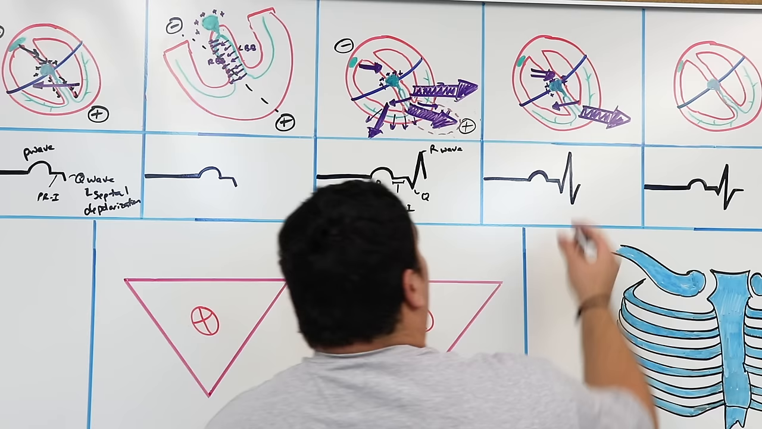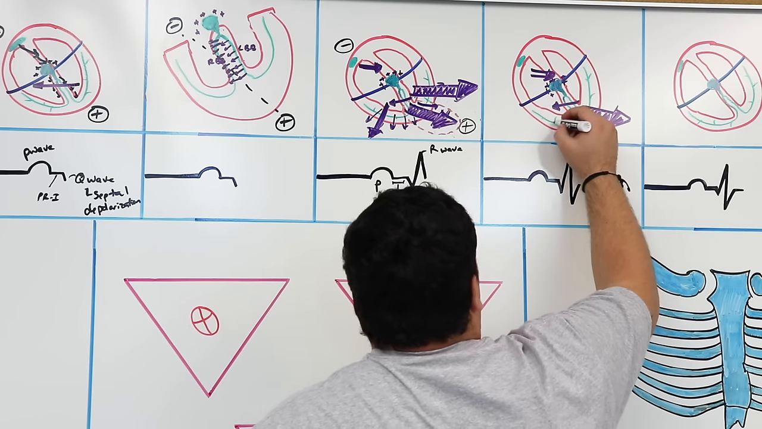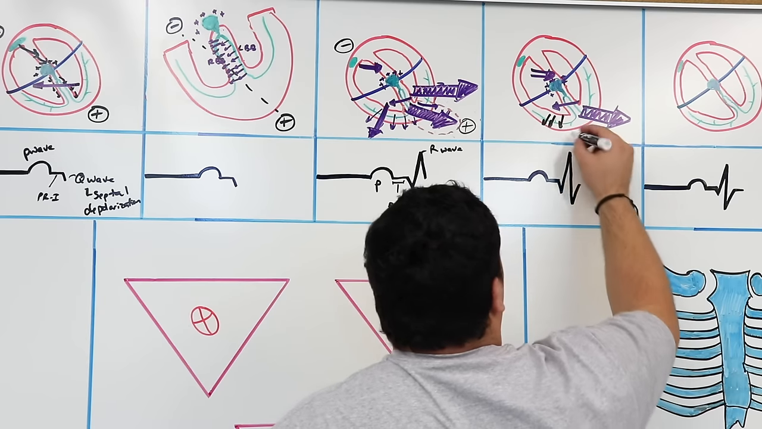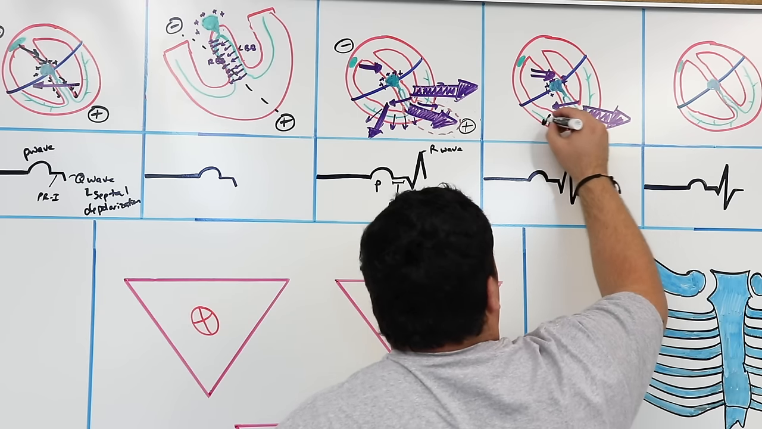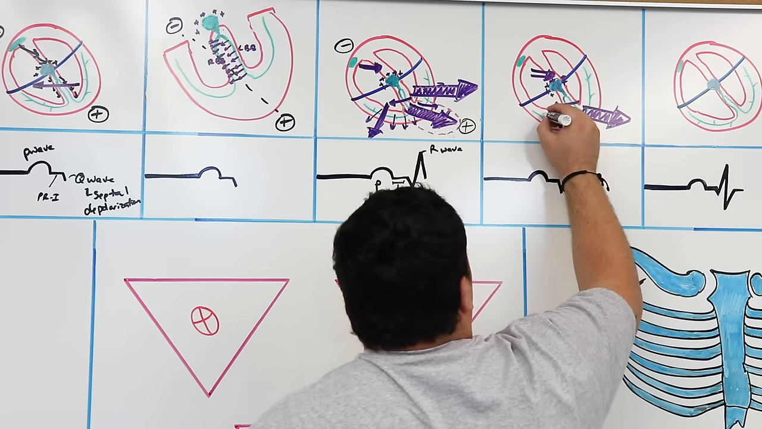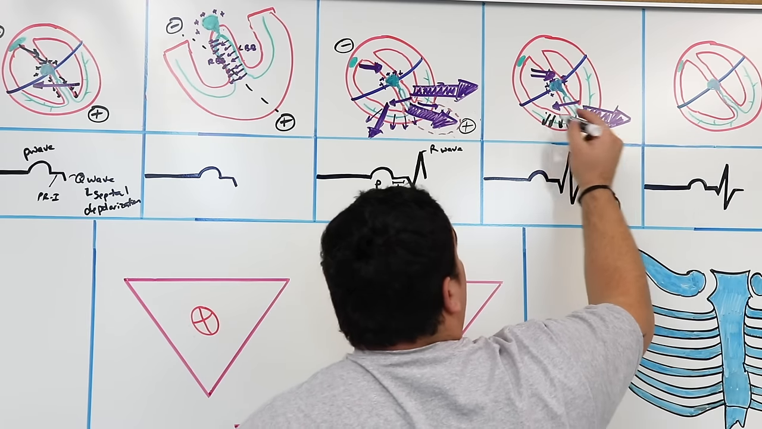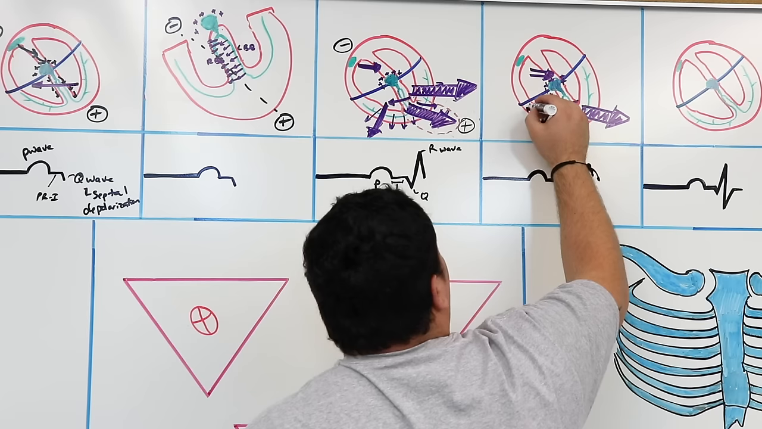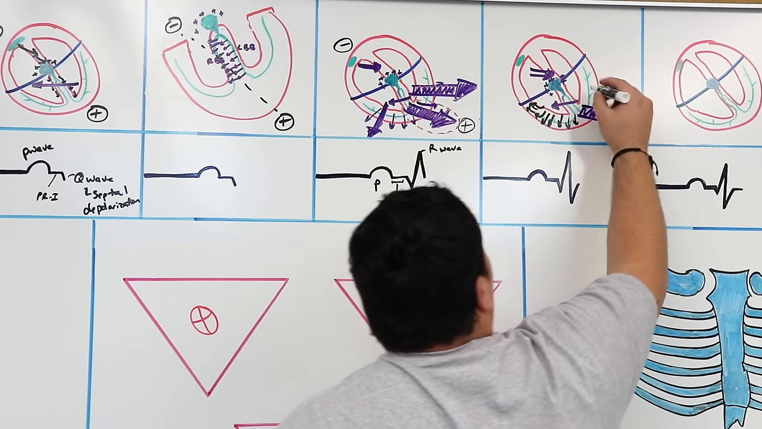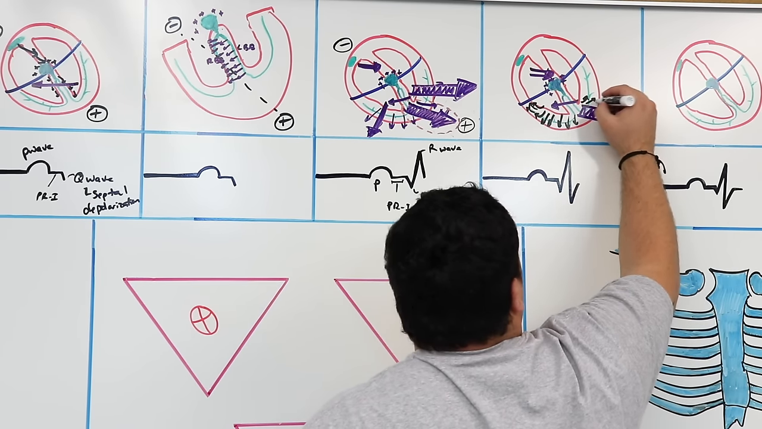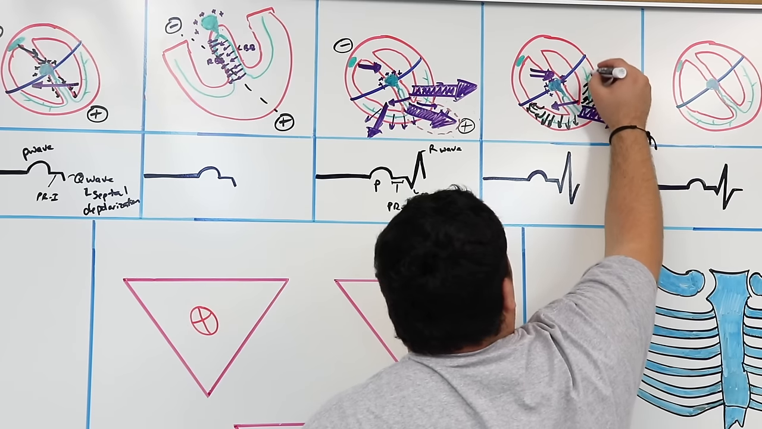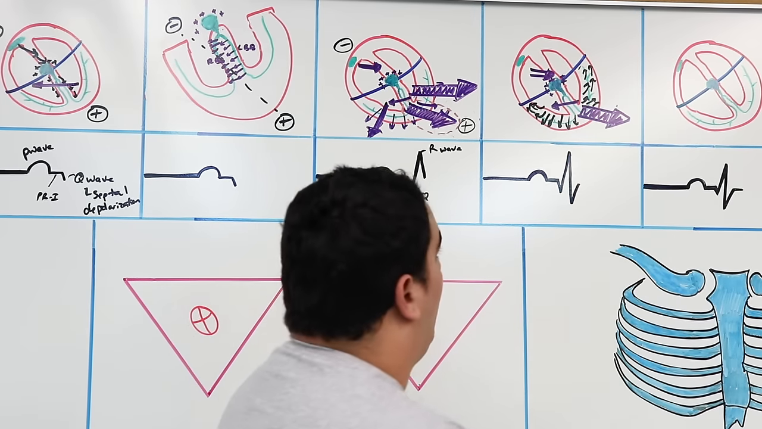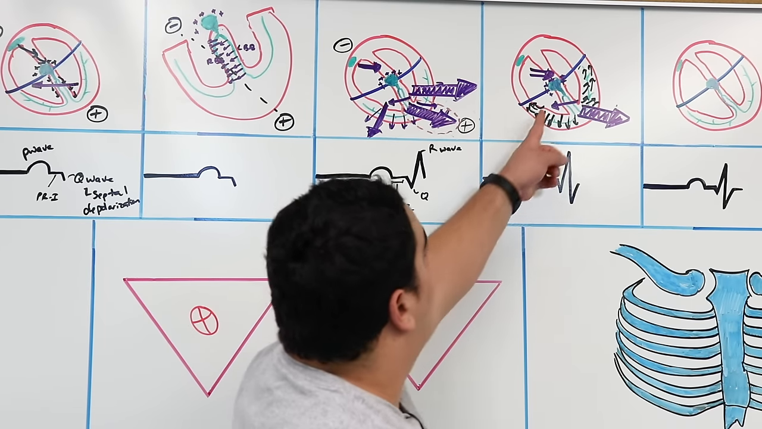Now, we said that you were depolarizing outward, right? In this stage where you were generating the R wave. Well, now, guess what happens? As you stimulate outwards, you then have to move where? You're going to have to move upwards. And now the electrical activity is going to start moving upwards towards the bases of the ventricles. Where's the vector moving?